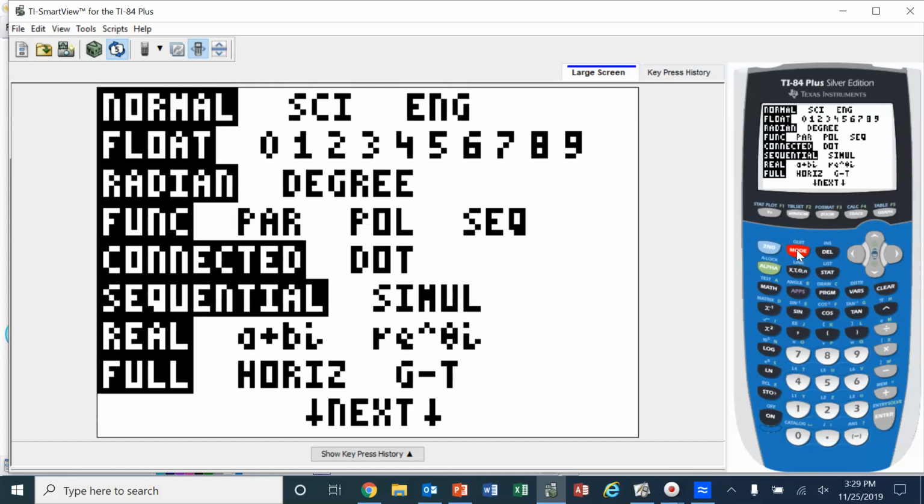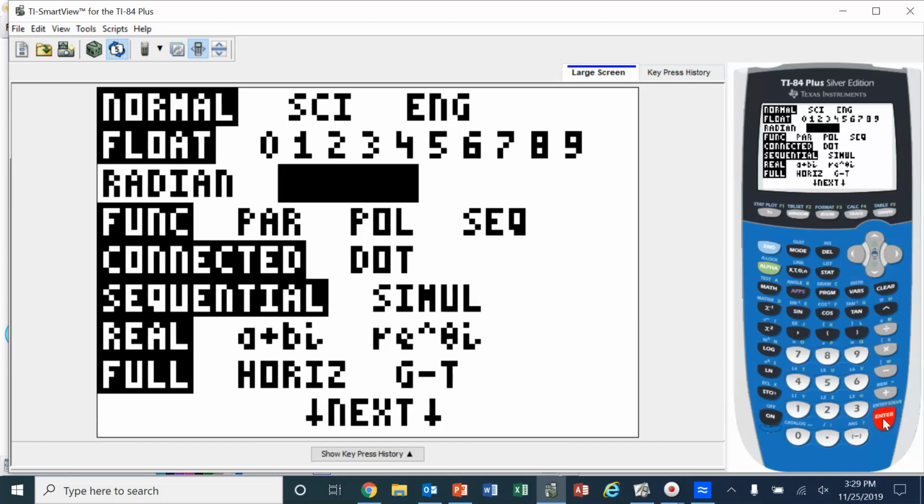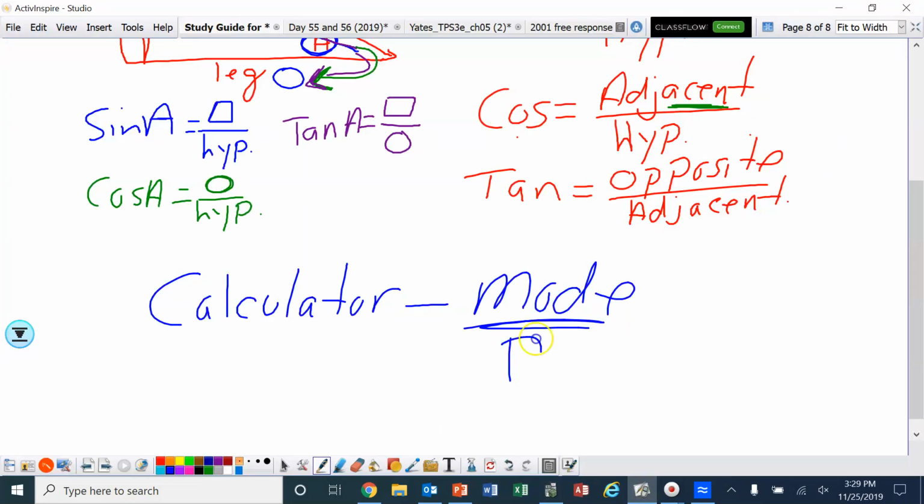That's your mode button. Now, to do trigonometry, you have to be on the third line and you have to be in degree mode. So hit enter. If you're not in degree mode, this is not going to work. Okay, so make sure you are in degree mode. If you're not, you'll never get the right answer. So those are some background things that you need to remember before you do the first one.